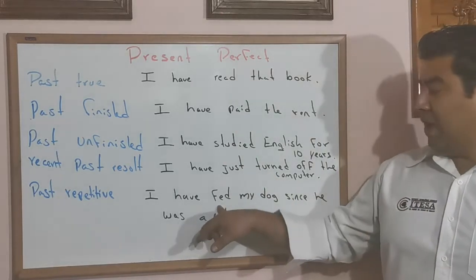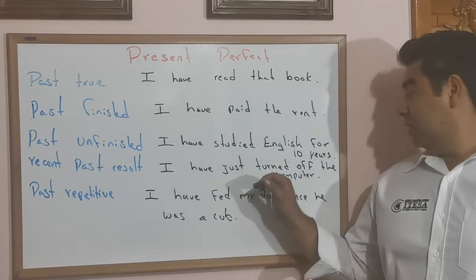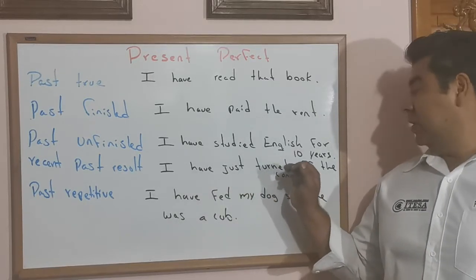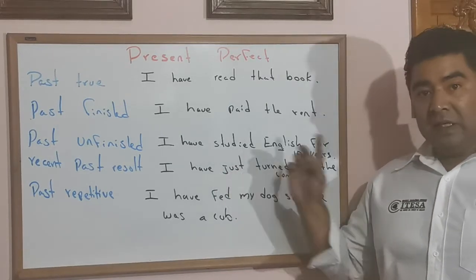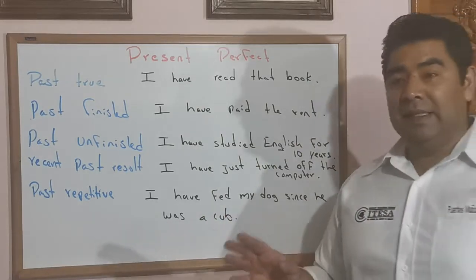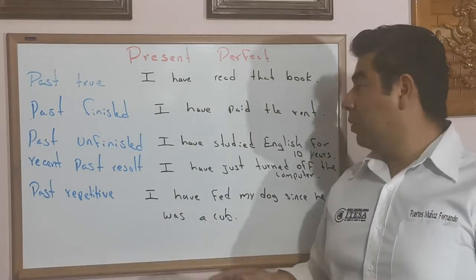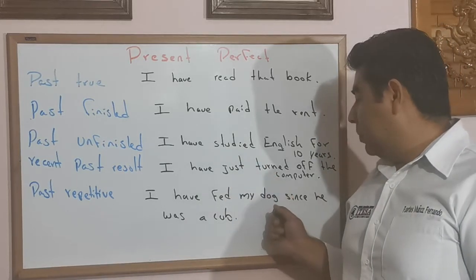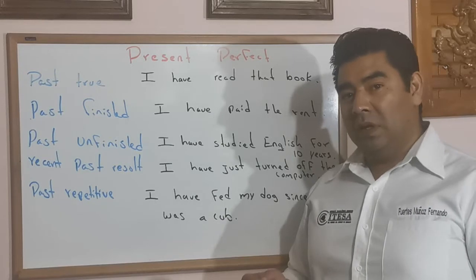Si se dan cuenta, vean, fed es el pasado participio de feed, que es alimentar. Turned off es el pasado participio de apagar. Studied es el pasado participio de study. ¿Okay? Esa es la característica de los tiempos del haber. Todos los tiempos del haber siempre usarán el verbo en pasado participio. So that's the thing. You have to pay attention on this and focus.